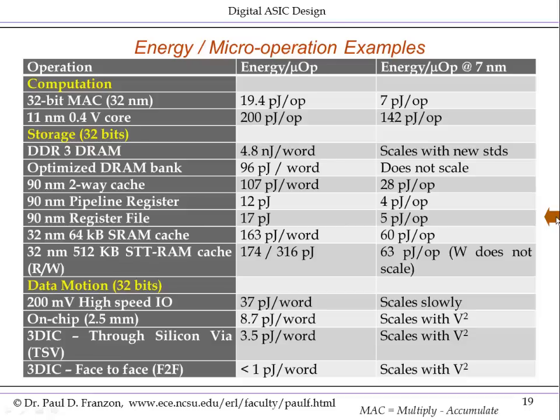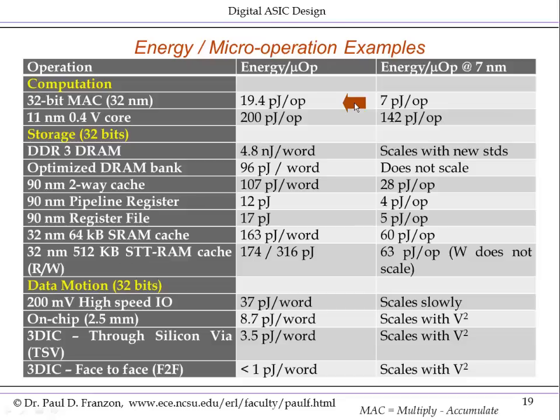What might surprise you is possibly the most efficient aspect here is doing a complete 32-bit multiply accumulate. That is a multiply and an add and a store. This has been demonstrated in a 32 nanometer node at a bit under 20 picojoules per op.